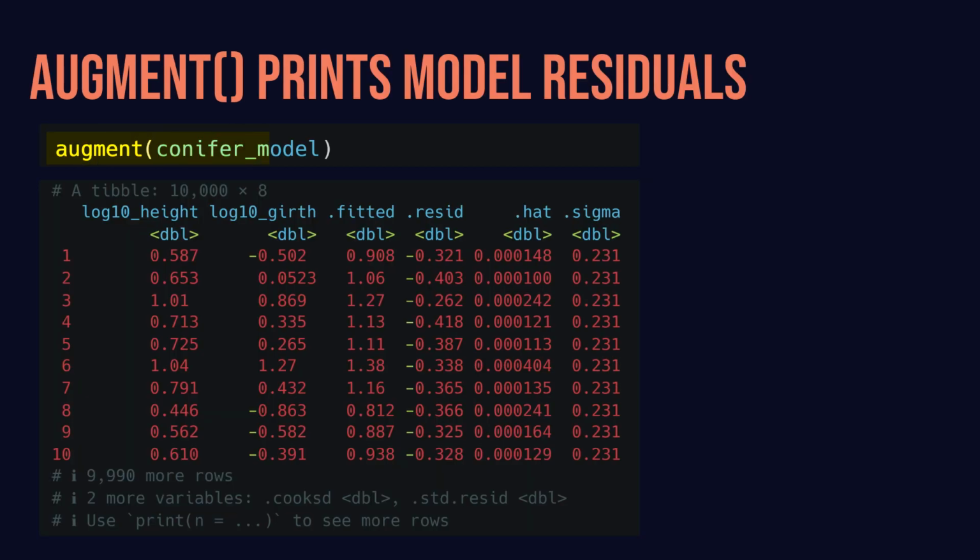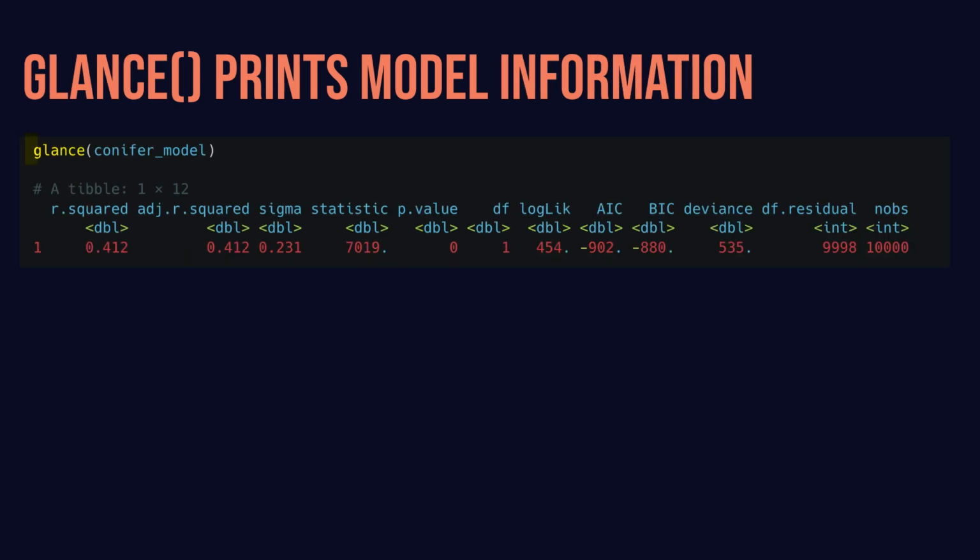The augment function from the broom package prints the fitted values and the residuals for each observation in our data. These values can be found in the .fitted and .resid columns respectively. It also prints the hat values and the sigma values, which we will be looking at later in the model evaluation section. There is another useful function in the broom package called glance, which prints the information about the entire model. We will be looking at some of these parameters later on in the model evaluation section.